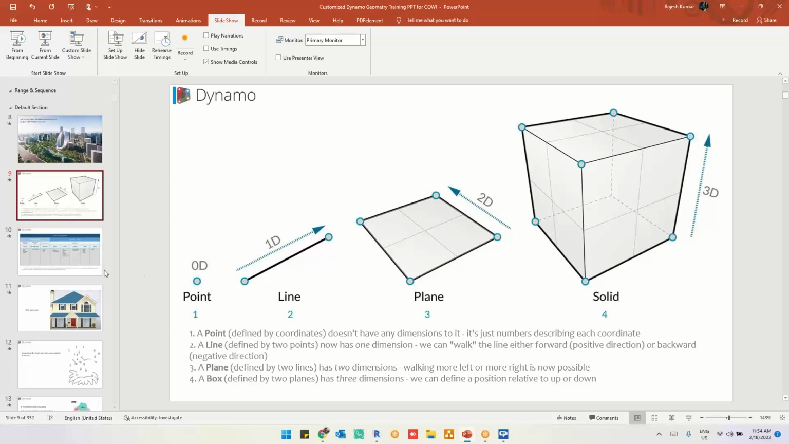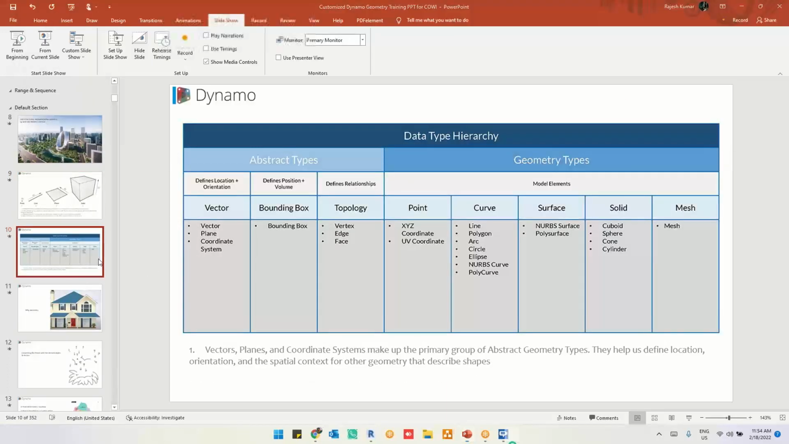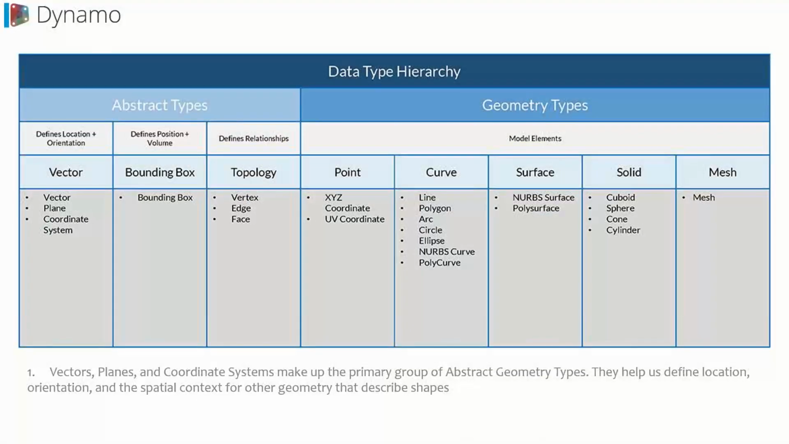What do you mean by planes and solids? If you see this picture, this is the geometry data type hierarchy. The elements hierarchy type is completely different. So we have two things. One is a geometry type and second one is abstract type. So what do you mean by geometry type? XYZ, it's a point, it's a geometry. UV coordinate, again it's a geometry. Line is a geometry. Polygon is a geometry. Arc is a geometry. Circle is a geometry. Ellipse, NURBS curve, polycurve. We are going to see this tomorrow.